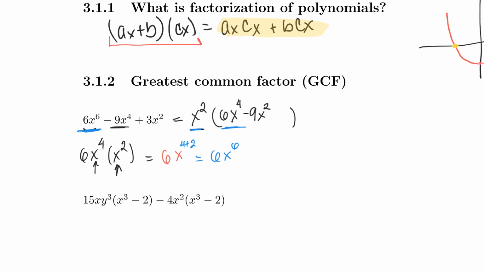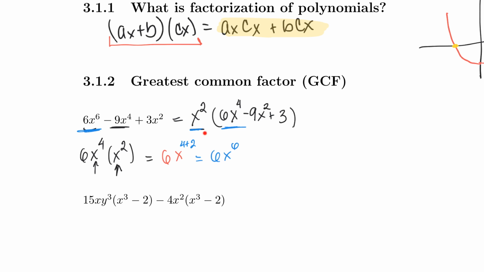And now we do the third term. The third term is 3x squared. So what do we have to multiply x squared by to get 3x squared? Well, we multiply it by 3, right? Because the x squared is already there, and this x squared has a 1 as a constant. So 1 times 3 is 3x squared.